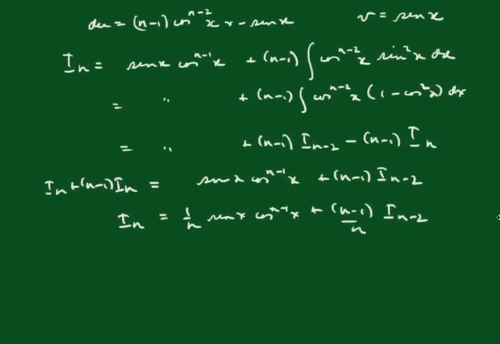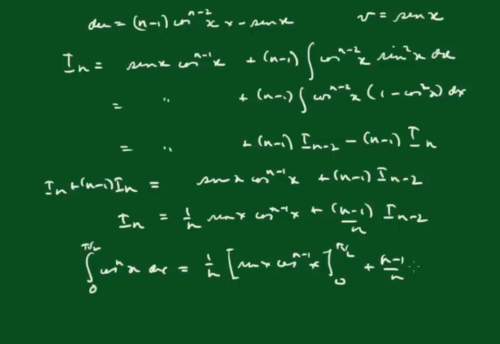Right, we need to find out what the definite integral is. So putting pi upon 2 and 0 in there of cos^n x dx, that's going to be (1/n) times sin x cos^(n-1) x between pi upon 2 and 0, plus ((n-1)/n) I_(n-2). Now the cos of 90 is 0, and the sine of 0 is 0, so this is all going to be 0. So this is just simply going to be ((n-1)/n) I_(n-2).